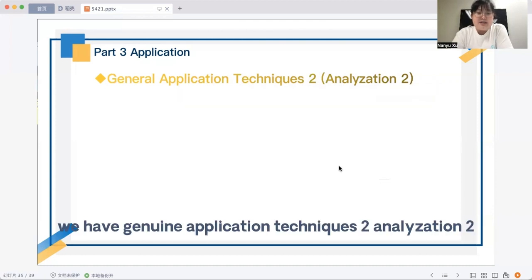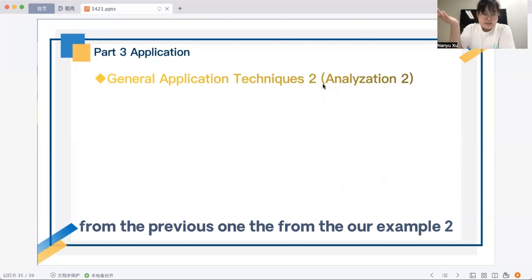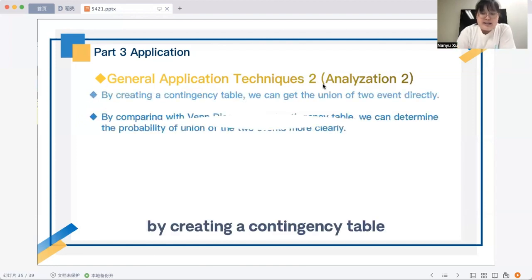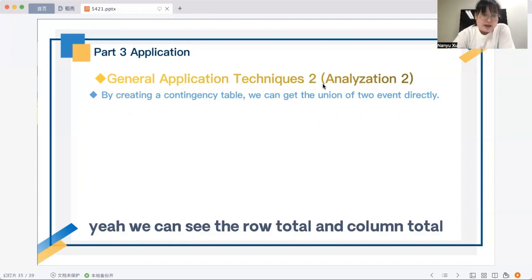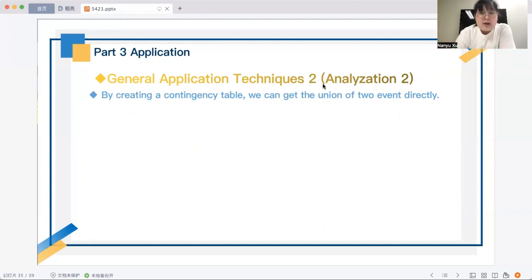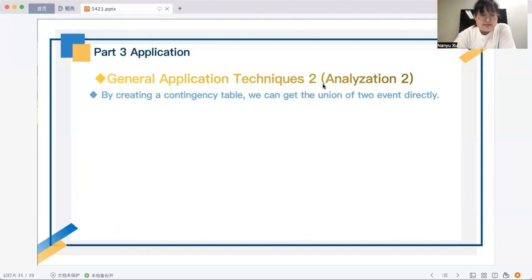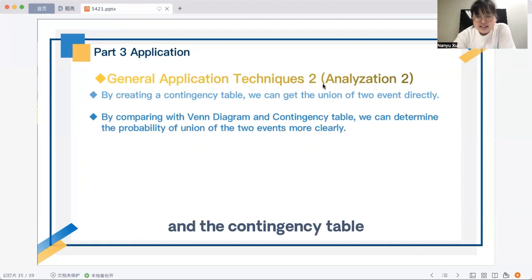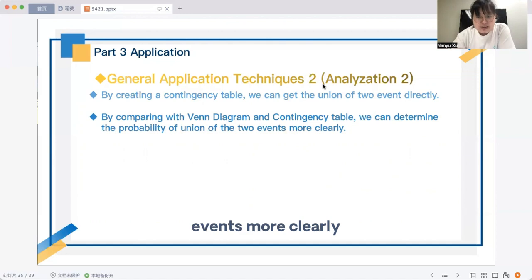We have general application techniques. From the previous examples, example 1 and example 2, how did we get it? By creating a contingency table, we can get the union of 2 events directly. We can see the row total and column total, and find how many staff. By comparing the Venn diagram and the contingency table, we determine the probability of the union of the two events more clearly.